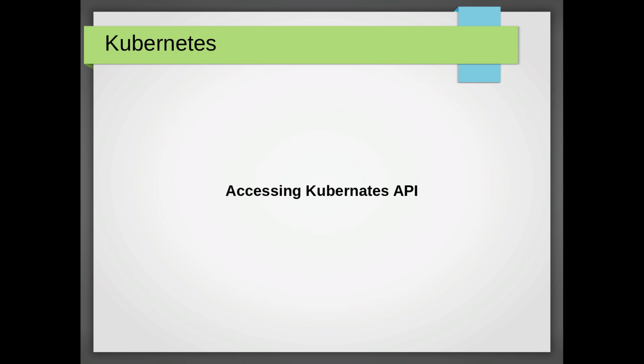Welcome to Kubernetes in Action, Exercise 2. As we see, we have already created the clusters. Now we are going to access the Kubernetes API. This video is going to demonstrate how to access the Kubernetes API and what operations we can do with it. Let's see it in action.